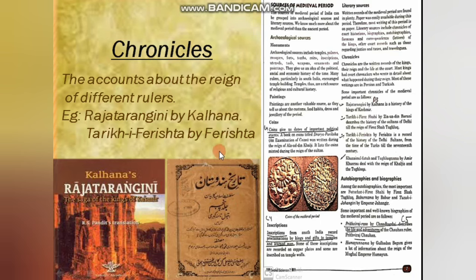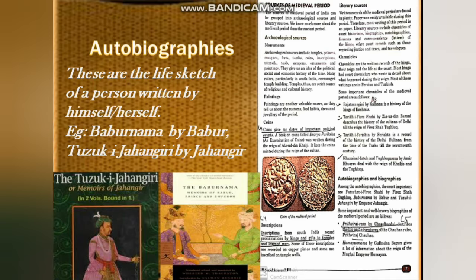Khazan al-Bhuta and Tughlaqnama by Amir Khusro deal with the reign of Khaljis and the Tughlaqs. Next is autobiographies. Can you say what is an autobiography? It is the life sketch of person written by himself or herself. The most important autobiographies are Fathur-e-Firoz Shahi by Firoz Shah Tughlaq, Babar-Nama by Babar, and Tuzuk-e-Jahangiri by Jahangir.